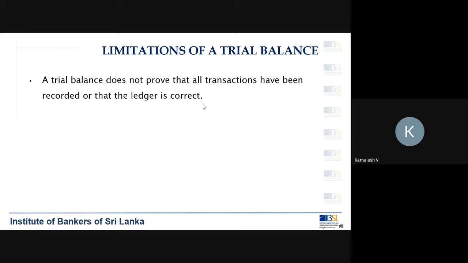That is why in banks, or maybe in any business, there is a physical count of cash at the end of the day. That is to ensure the account balance and the physical cash that we hold are equal. So when a trial balance is balanced, it doesn't prove that all the transactions have been recorded in the ledger. There could have been omissions as well.